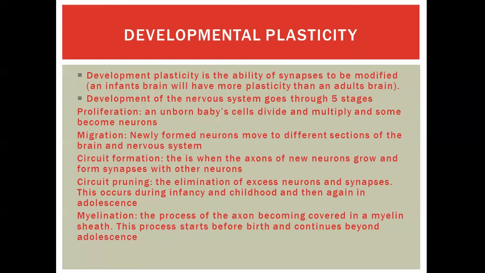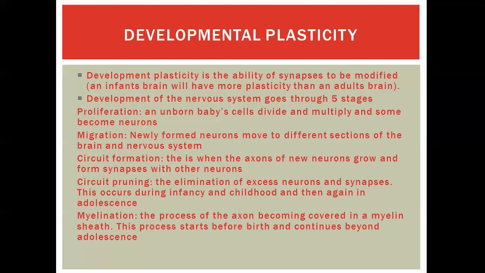The first is called proliferation, and this is when a baby is first conceived and in utero, and basically the cells divide and multiply. And at that point, some of the cells inside the womb will become bone cells, and some will become heart cells, and some will become muscle cells, and some will become neurons. And that's the first stage of the development of the nervous system, proliferation.